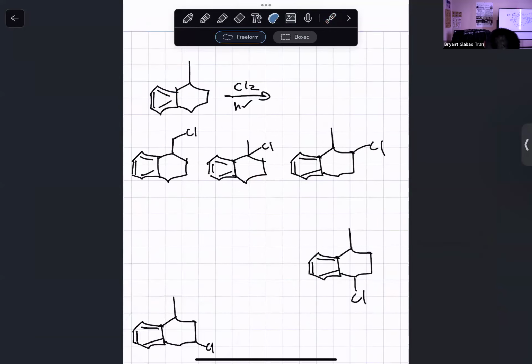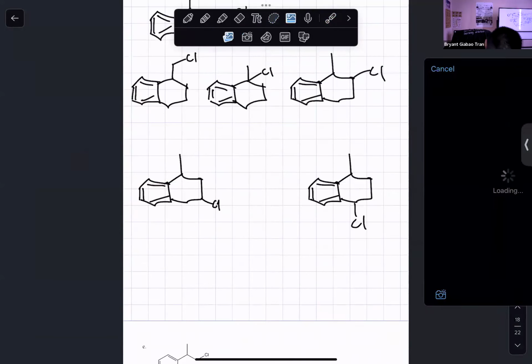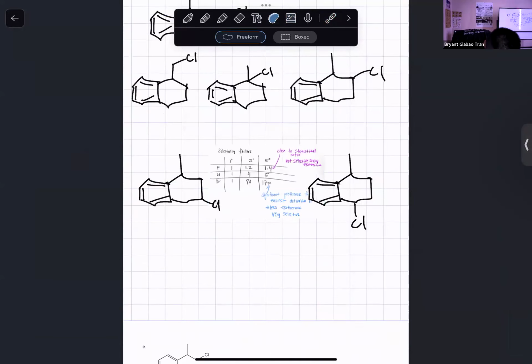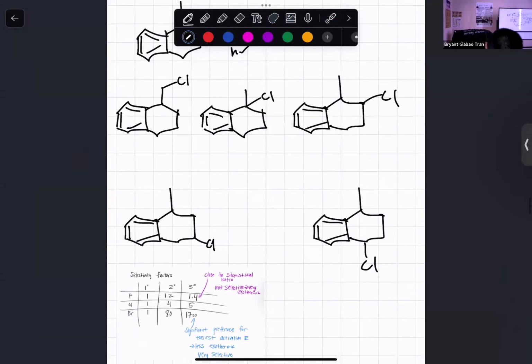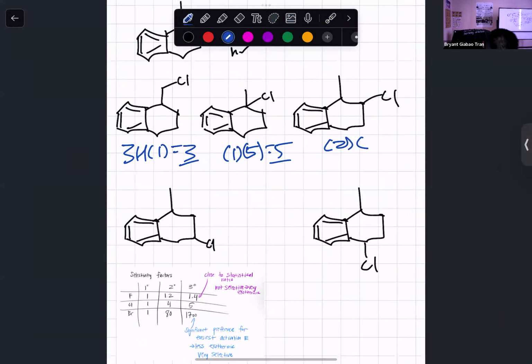So if we do the selectivity factor thing and calculate the relative abundance, we are going to have 3 hydrogens can make that one. It's primary, 3 times 1, 3. 1 hydrogen is going to make that one, 1 times 5 is 5. Okay. 2 hydrogens are going to make this one. This is secondary, that's 4. 2 times 4, 8.